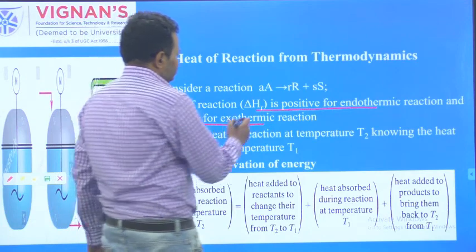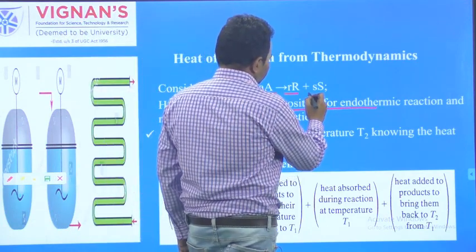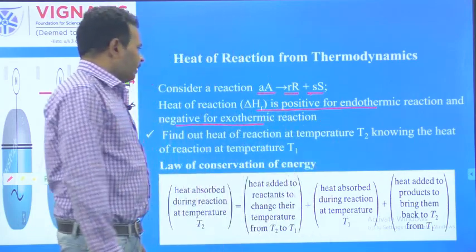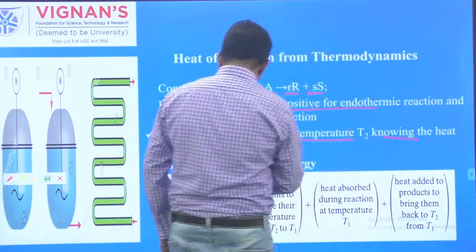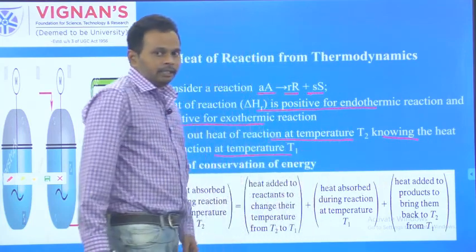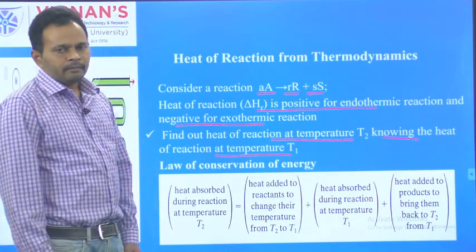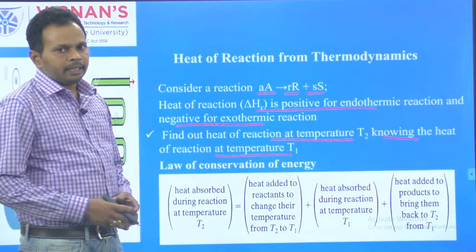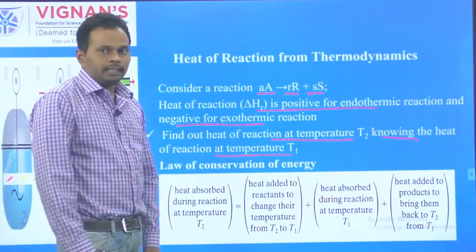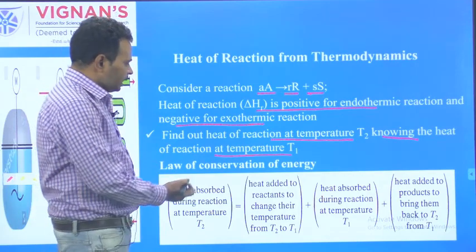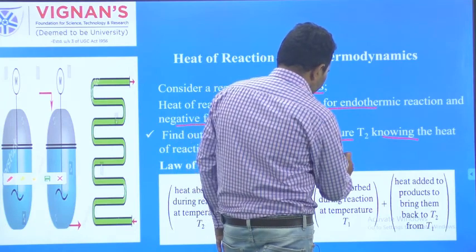Consider a reaction in which a moles of A disappear and produce r moles of R and s moles of S. We find the heat of reaction at temperature T2, knowing the heat of reaction at temperature T1, which is the reference value. First write the law of conservation of energy, that is heat absorbed, and before that, assume the reaction being carried out is an endothermic reaction.